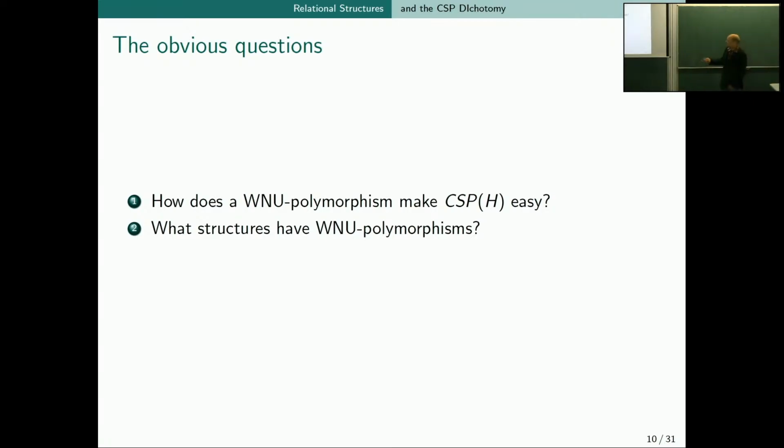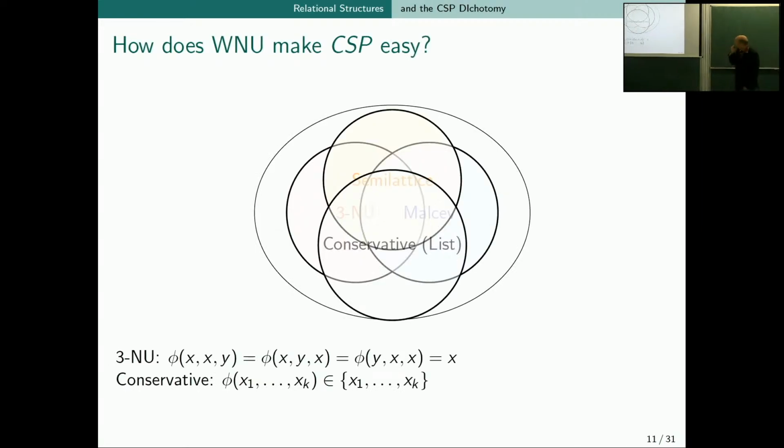Okay. So there's these two obvious questions. And so how does it make CSP easy? Well, I can explain it. My colors are gone. Oh. Okay. So you can't see what's written here.